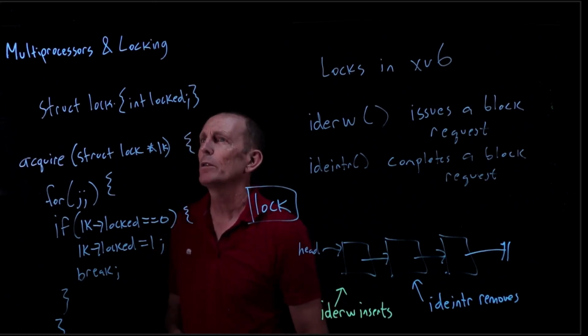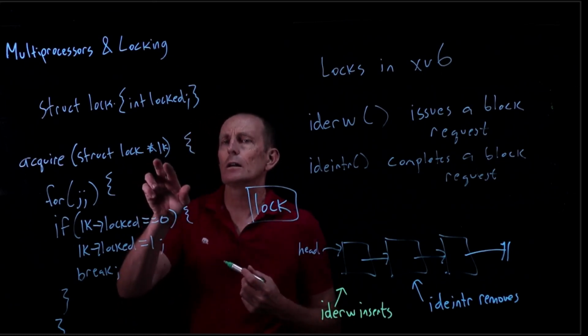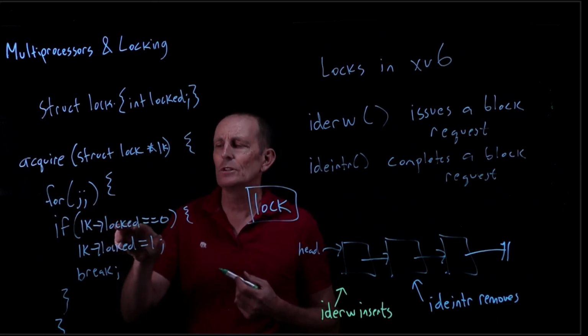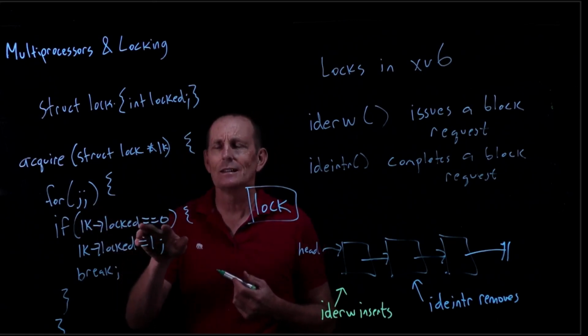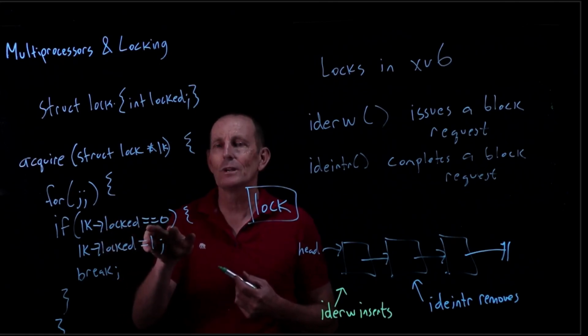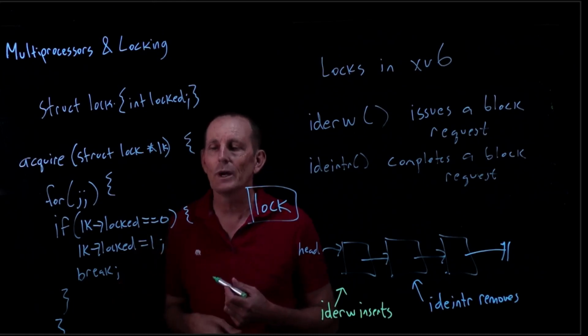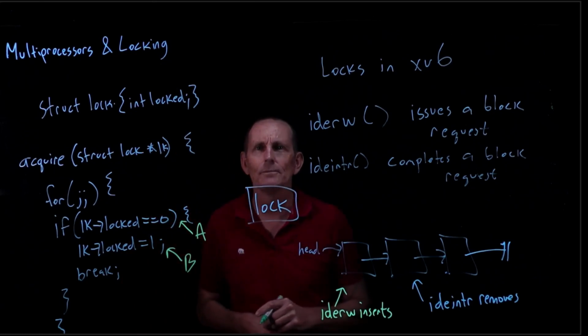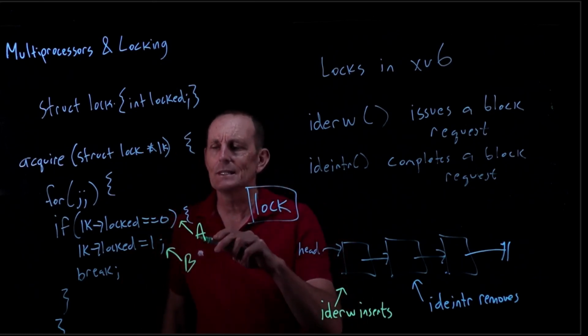We get our lock lk, we have our for loop, and basically we just keep checking: is it locked or not? If the locked field is false, then we go ahead and acquire the lock and then break. The problem is we have a race condition between lines A and B.